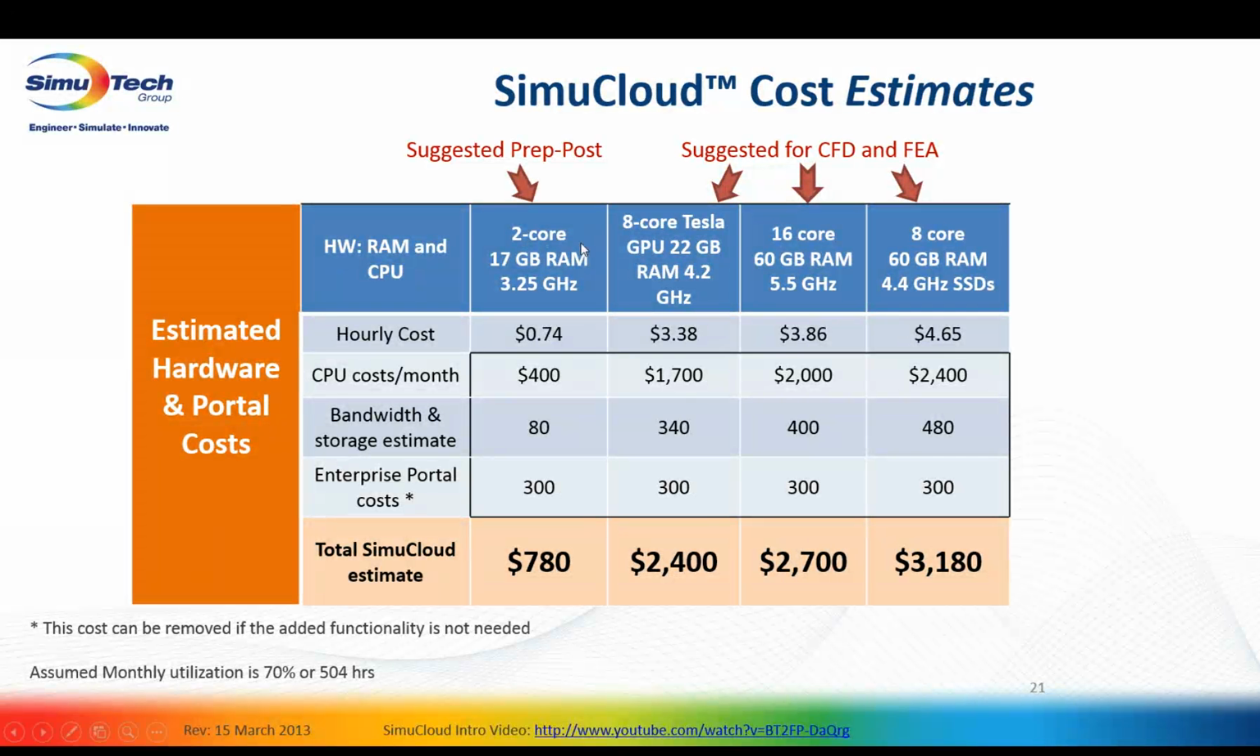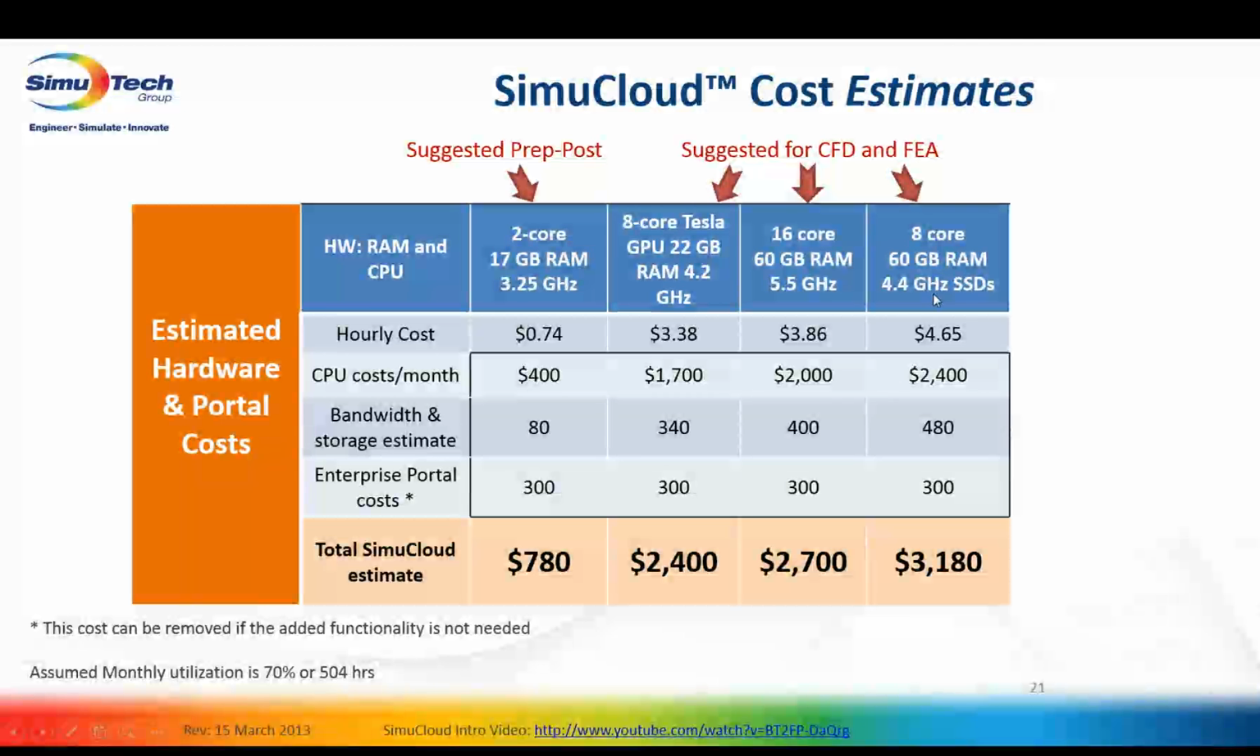But this is a computer that we were just looking at, a 2-core that's 74 cents an hour. That would be about $400. Again, making an estimate on bandwidth. The portal is optional. You don't have to have the portal, and we've actually lowered the price on that, so this is a little bit inflated. But you can start seeing this is a really good prep post, unless you're looking at meshes that are really large. You can look at doing this for prep post, if you're not really going off and trying to solve big models.